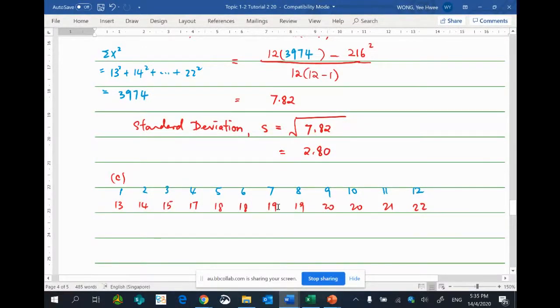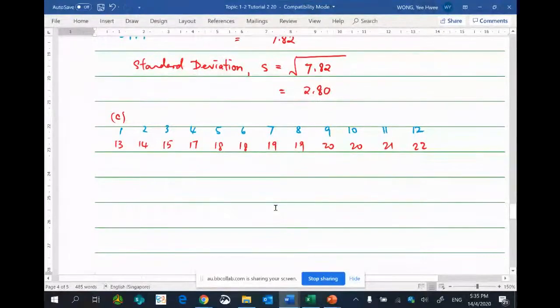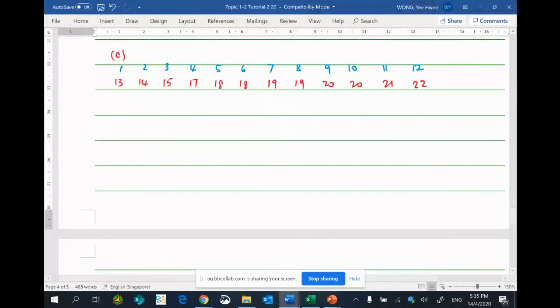Okay, the last part of the question asks you to calculate the interquartile range. So we have to find Q1 and Q3 first. Let's find Q1. The index i is P over 100 times N. So you use the 25th percentile, and you have 12 numbers. So you get 3.